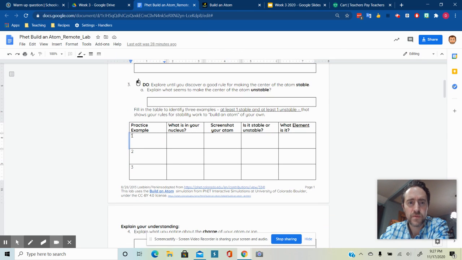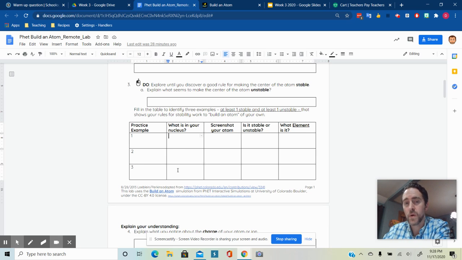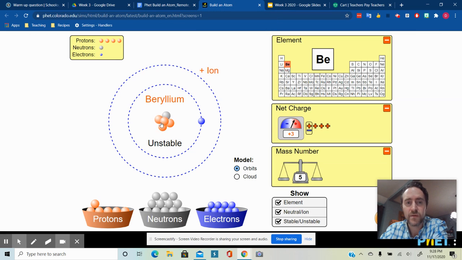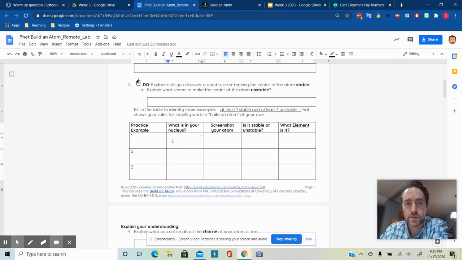Okay, the third part here. Leave your practice examples 1, 2, and 3. What I want you to do is make your own elements, and tell me what's in your nucleus. So what's in the middle? Right now, I would have 1, 2, 3, 4 protons and 1 neutron. That's what I would write here. You can just write 4 protons, 1 neutron.